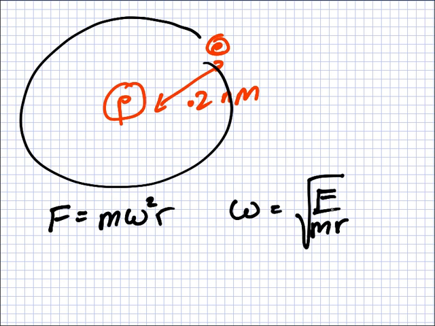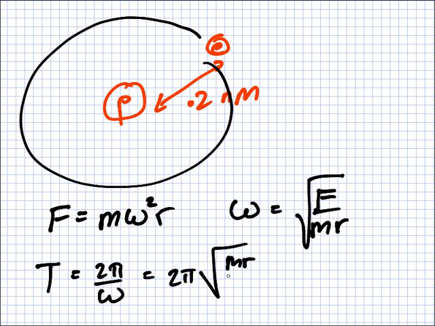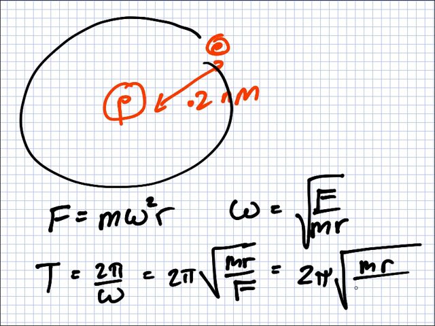Is that okay so far? Now, do you remember the formula for T? T is 2 pi over omega. So that would be 2 pi root m r over F. But we have a formula for F. We can use Coulomb's formula. So that's m r over K Q1 Q2 over r squared.